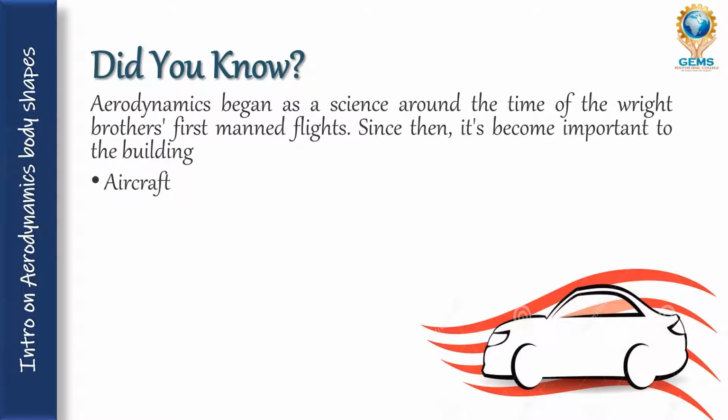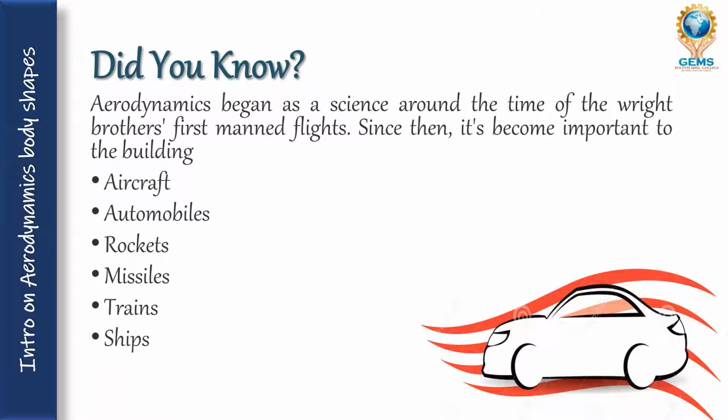Where it is implemented now: number one is aircraft, number two automobiles, number three rockets, number four missiles, number five trains, number six ships. So these are the six transportations where aerodynamic science is used.